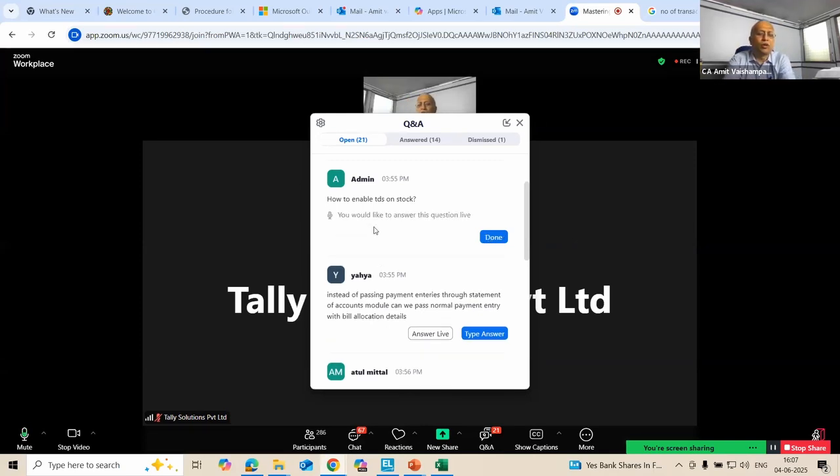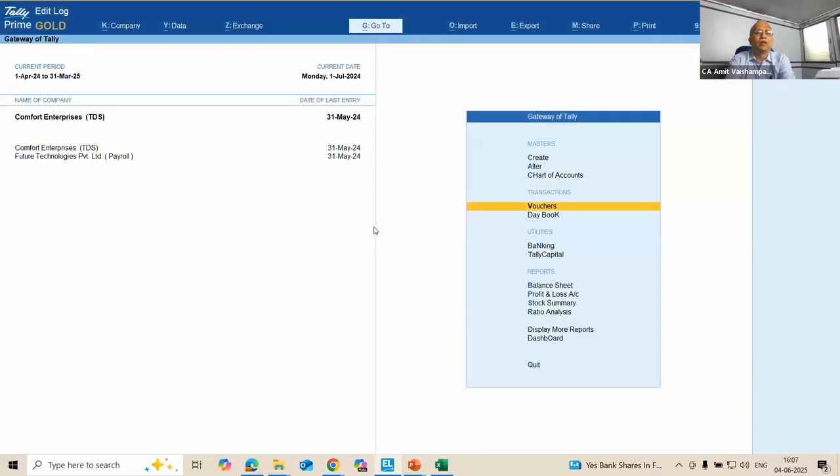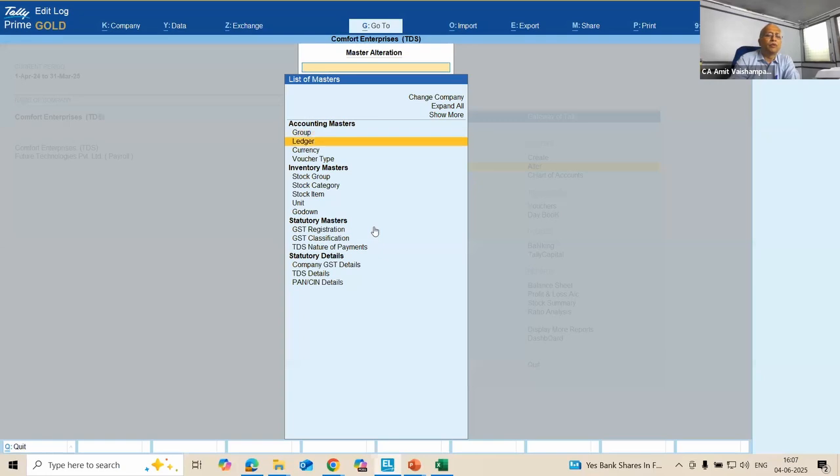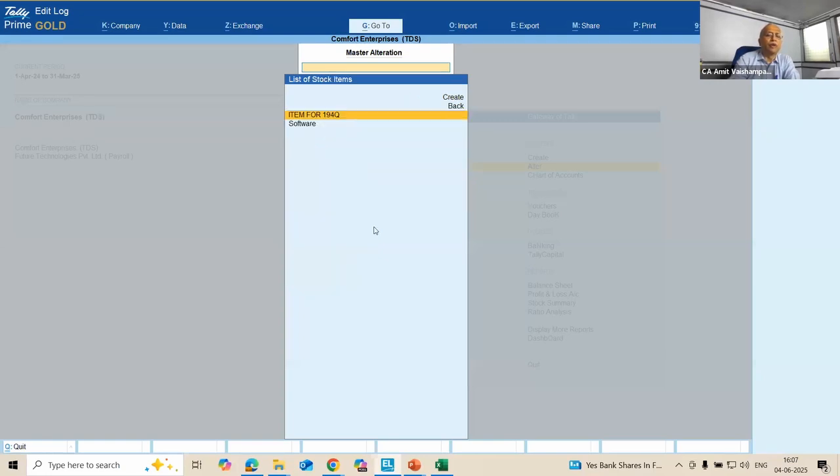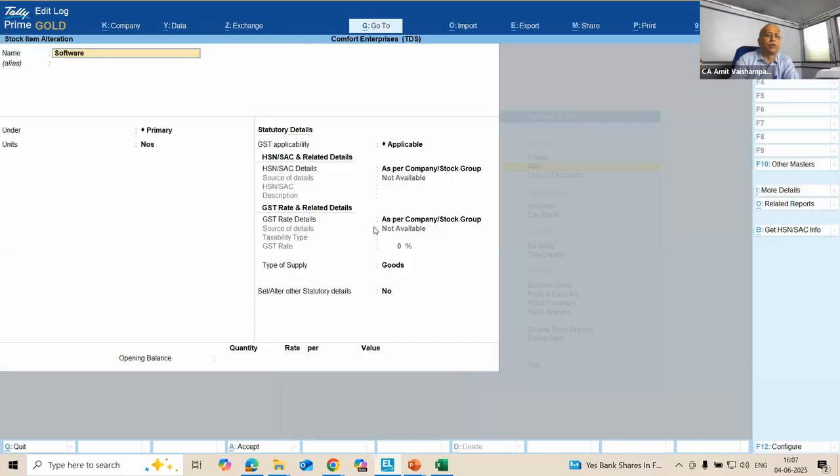An admin has asked this question: how to enable TDS on stock? When you're creating a product, you go to alter or create a stock item. Let's take the example of software.